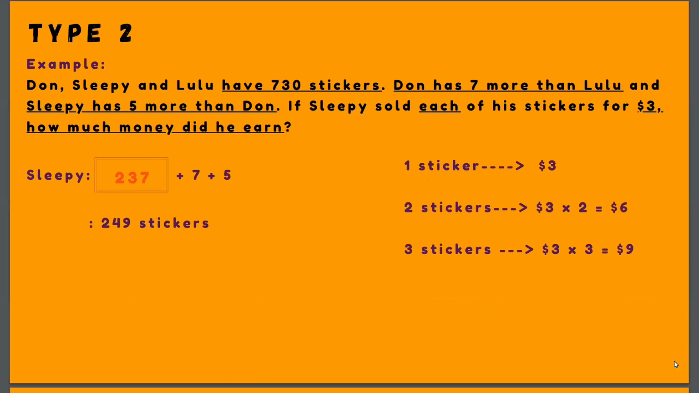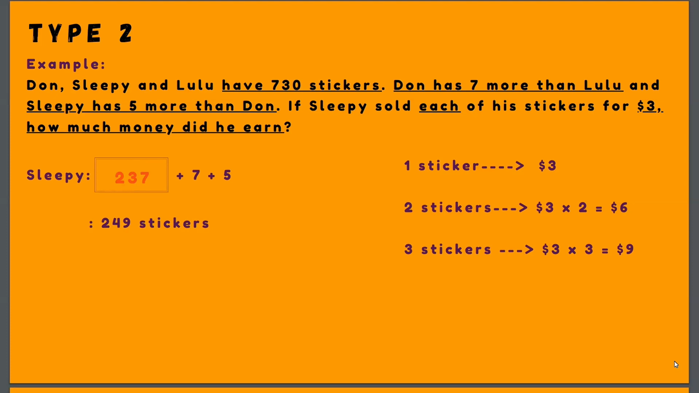In order for us to figure out how much money Sleepy earned, what do we need to find out first? We need to know the total number of stickers that Sleepy had in the first place. So 237 plus 7 plus 5. That gives us 249 stickers. So Sleepy has 249 stickers in all. Now, what do we do with that 249? Well, the problem told us that he sold them for $3 each.